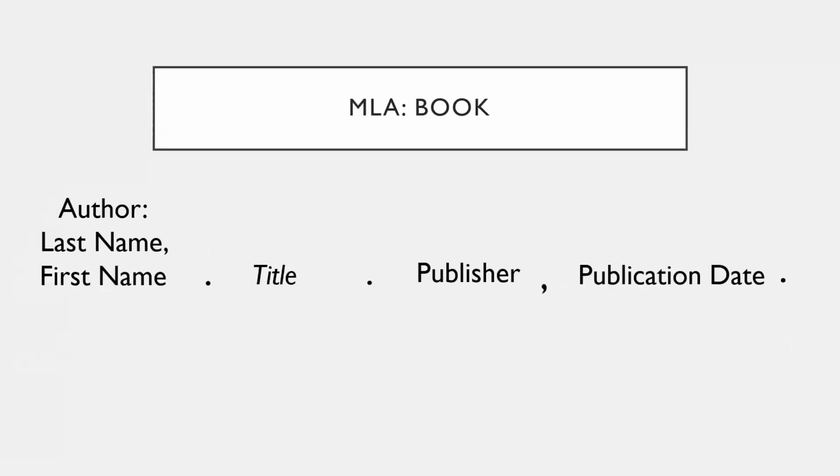As you can see for MLA, we take similar elements, but we put them into what the style wants. For MLA, you have the author, so the last name, first name, followed by a period. The title is again italicized. Largely titles are italicized, except for article titles, which we'll talk about in a little bit. And then you also have a period, then you have the publisher, and then the publication date.